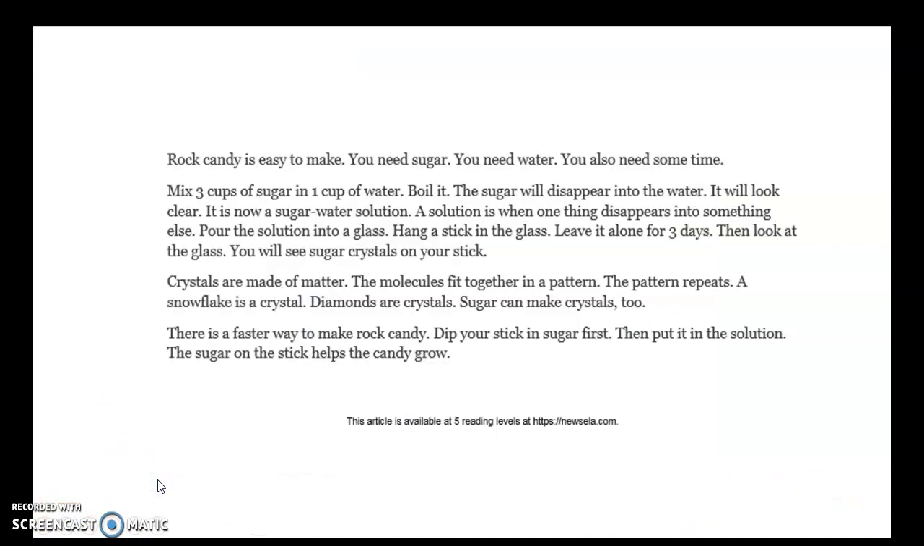All right, our next page. Rock candy is easy to make. You need sugar, you need water, you also need time. Mix 3 cups of sugar in 1 cup of water. Boil it. The sugar will disappear into the water. It will look clear. It is now a sugar-water solution. Ooh, solution. That's an interesting new word.